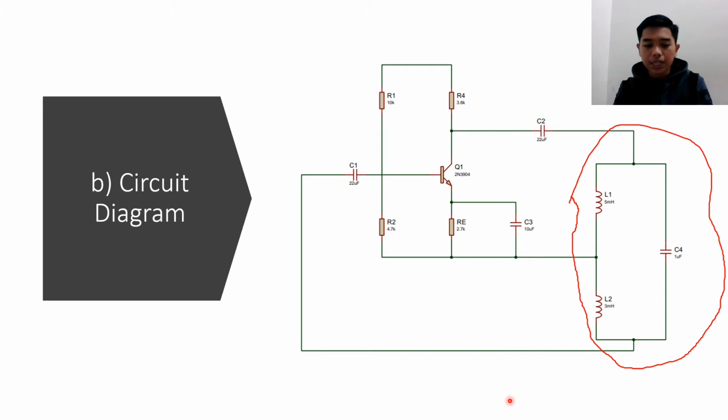Next, in the circuit diagram, resistors R1 and R2 give a potential divider bias for the transistor Q1. Re is the emitter resistor whose job is to provide thermal stability for the transistor.